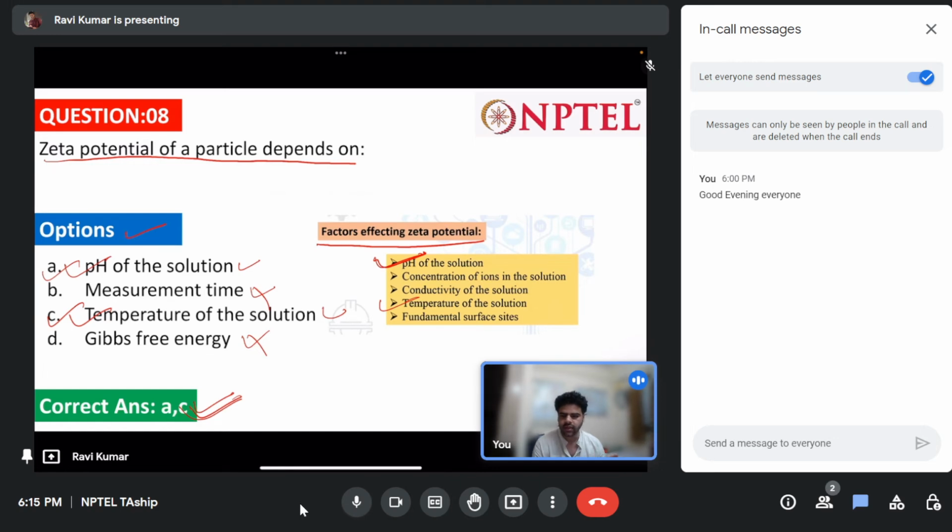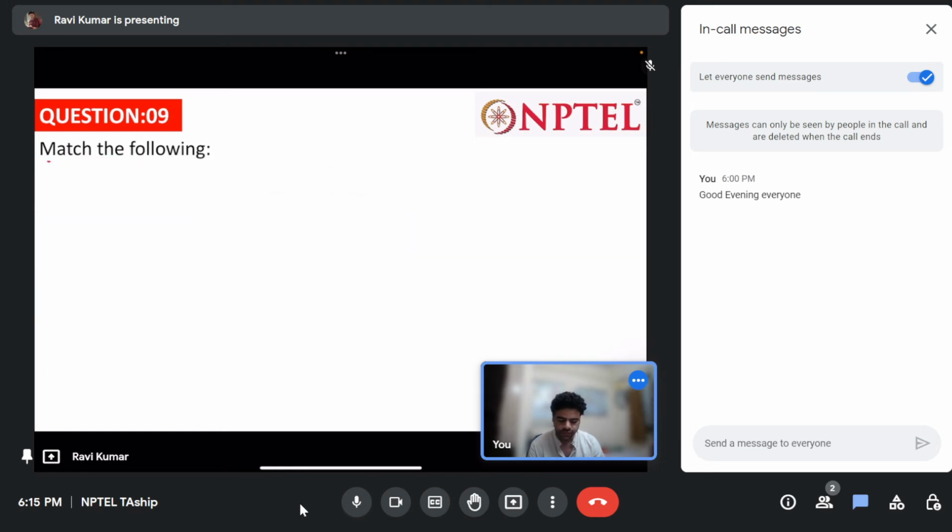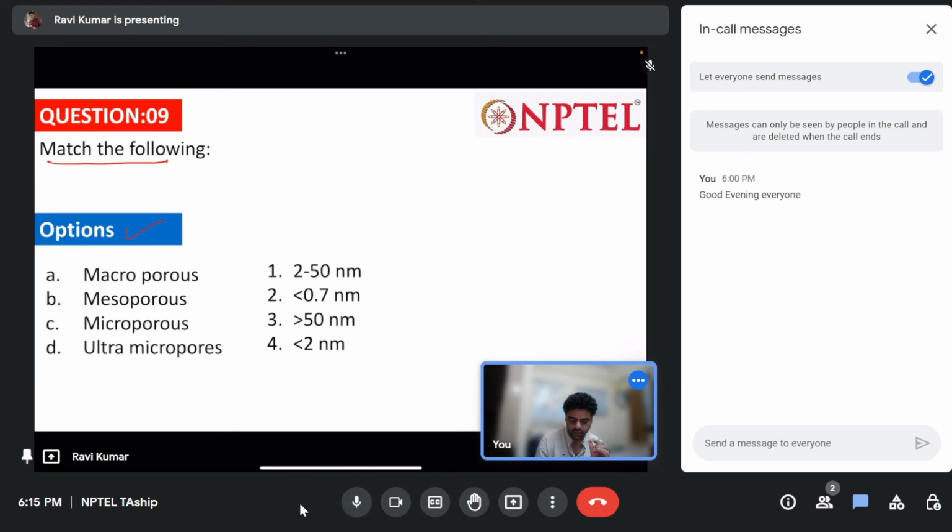Okay, let's move to the next question, which is a match the following. So there are different kinds of pores, that is macroporous, mesoporous, microporous, and ultramicroporous. You just need to match them with their pore size. So this macropore, mesopore, micropore, and ultramicropore.